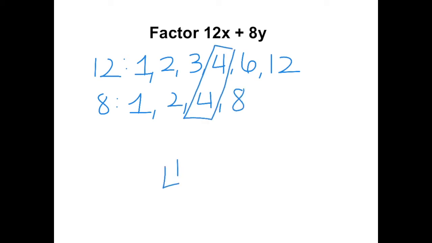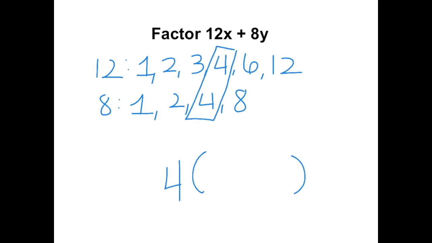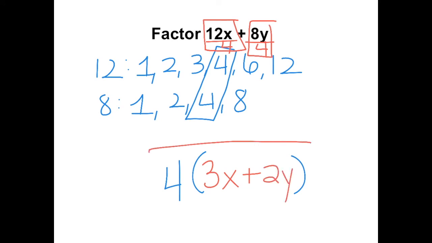So we need to put the greatest common factor outside a set of parentheses, and we need to divide each term by the greatest common factor. So 12x divided by 4 equals 3x, plus 8y divided by 4 equals 2y. So this whole expression is the factored form of 12x plus 8y.